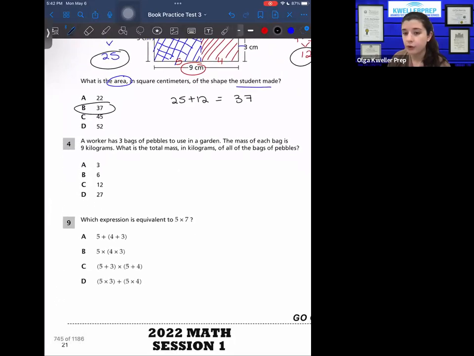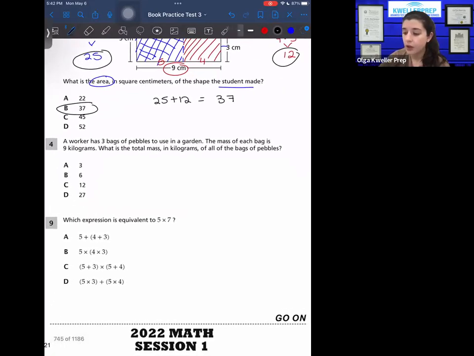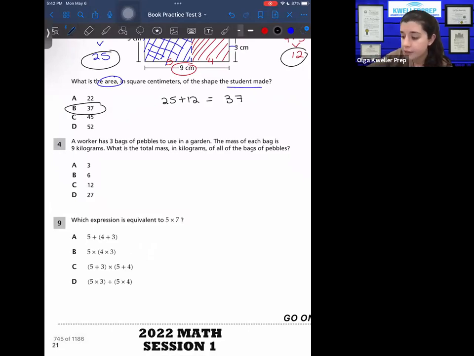Okay, so we're moving forward to the next one. We have a worker who has 3 bags of pebbles to use in a garden. The mass of each bag is 9 kilograms. What did I tell you guys about each bag? About that word each. What did we learn just from the first question earlier? Come on, guys, wake up. What did I say about each? Yep, to multiply, right? So each bag is to multiply.